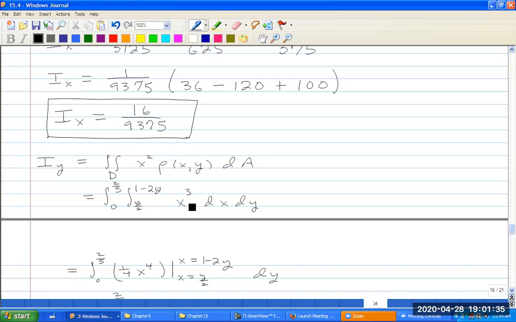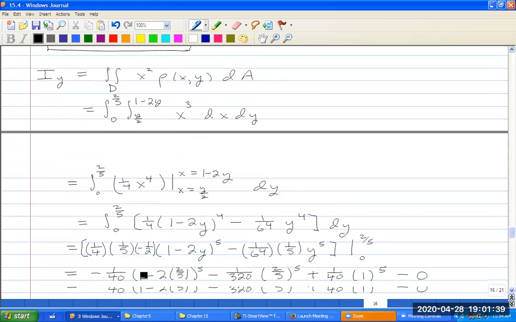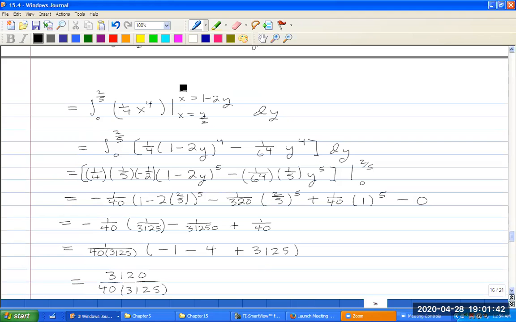And so the integral of x cubed is 1/4 x to the fourth. And we're going to evaluate at the end points. So let me plug in 1 minus 2y, subtract from it x equal y over 2. Well, y to the fourth is just y to the fourth. 2 to the fourth is 16 times 4 is 64, so 1 over 64.